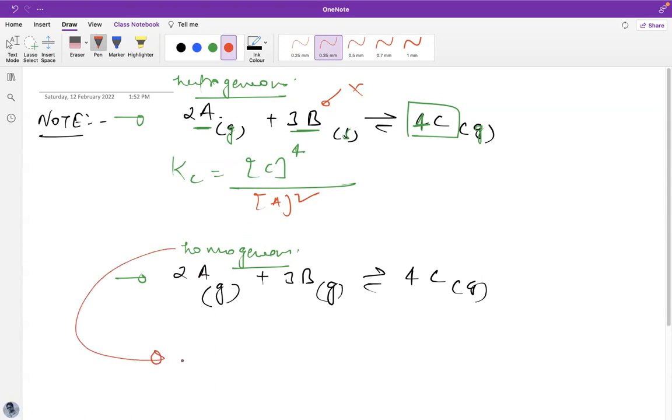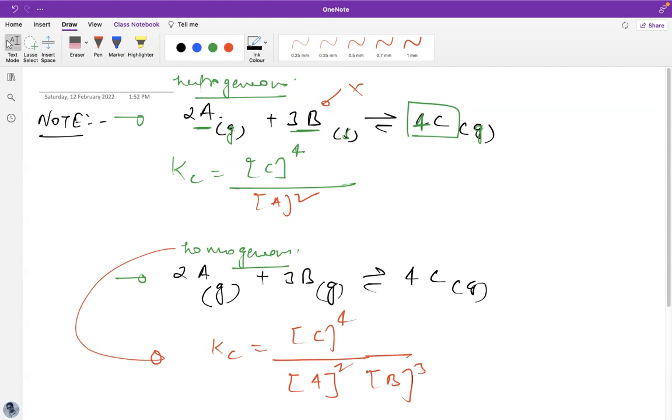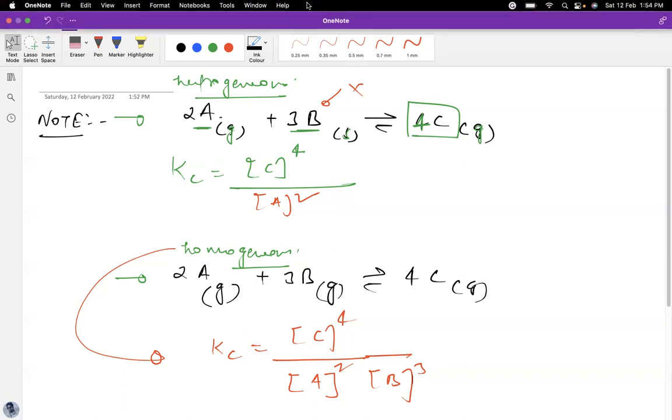But for homogeneous, there is no solid form. So Kc is equal to the concentration of C to the power 4, over A to the power 2 and B to the power 3. Any doubt about this? Please tell me. So this is the nature of reaction, homogeneous and heterogeneous. Any doubt about this? Otherwise, I can move to the next slide. Yeah, you can take aqueous solution, not pure liquid.